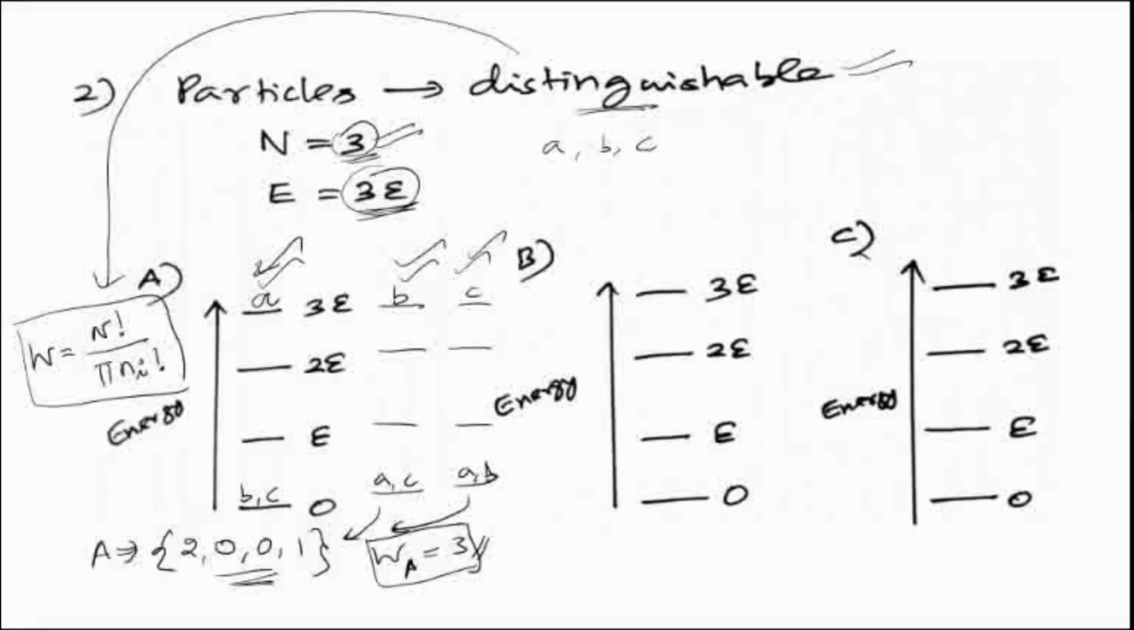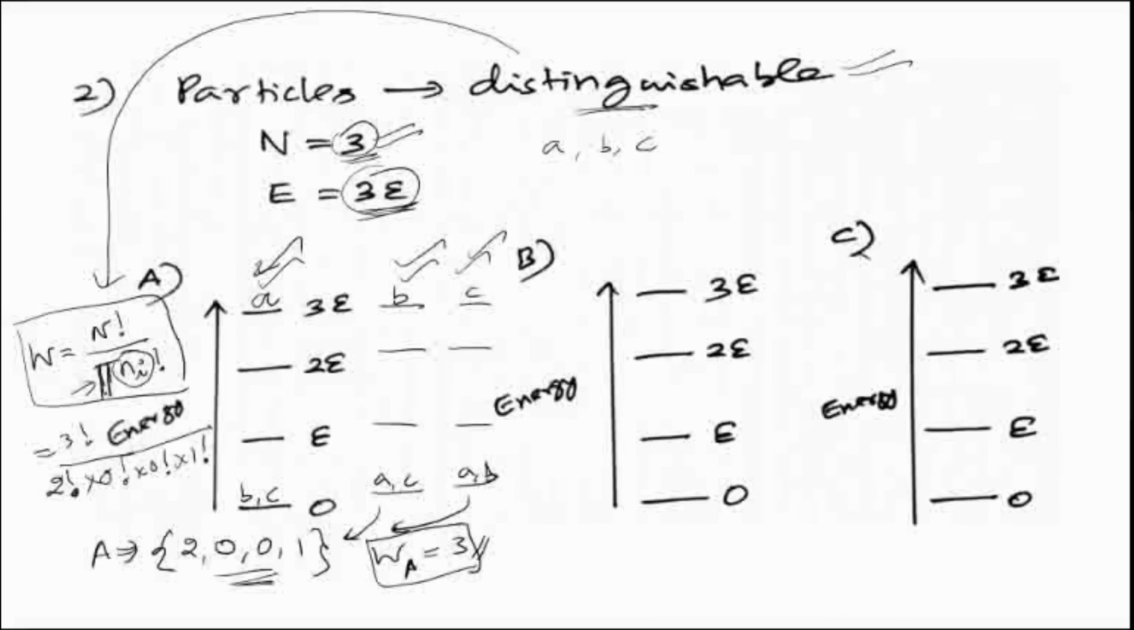Capital N represents the total number of particles. So totally we have 3 particles here. Therefore 3 factorial divided by pi. This pi represents a product, we have to multiply. n_i represents the number of particles in the ith level. Let me start from the ground level. In the ground level, we have 2 particles, so 2 factorial, into, why multiplication? Because we have the pi symbol. The pi symbol indicates multiplication. So 2 factorial. Then the next level is empty, 0 factorial, and the last level has 1 particle, so 1 factorial.